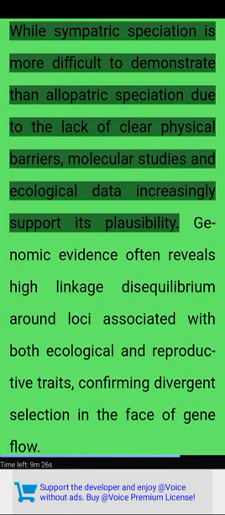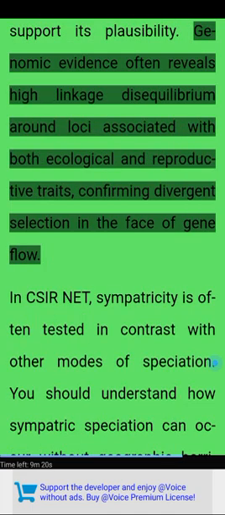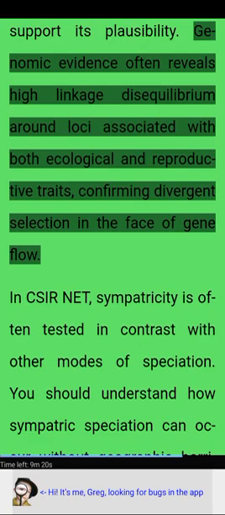While sympatric speciation is more difficult to demonstrate than allopatric speciation due to the lack of clear physical barriers, molecular studies and ecological data increasingly support its plausibility. Genomic evidence often reveals high linkage disequilibrium around loci associated with both ecological and reproductive traits, confirming divergent selection in the face of gene flow.